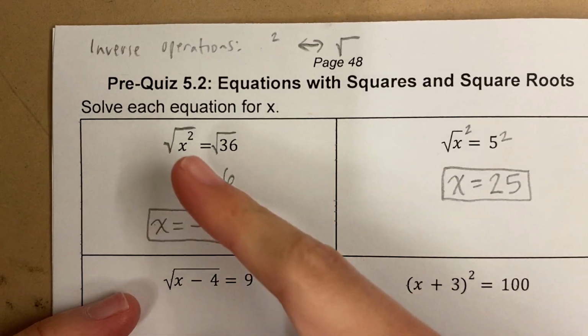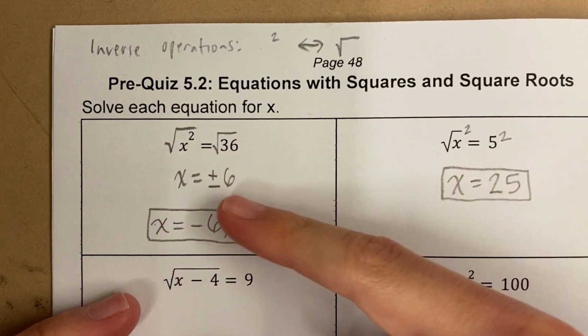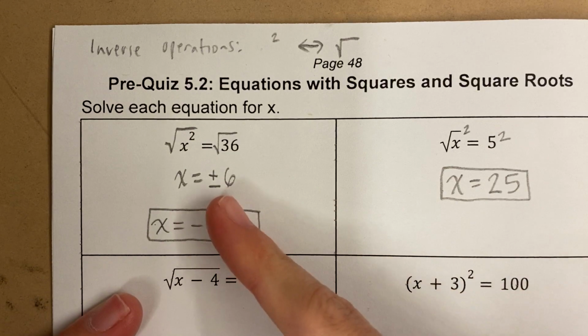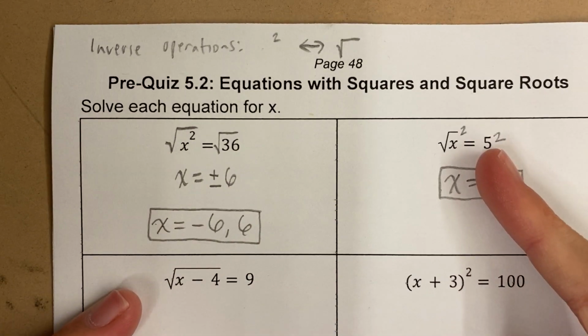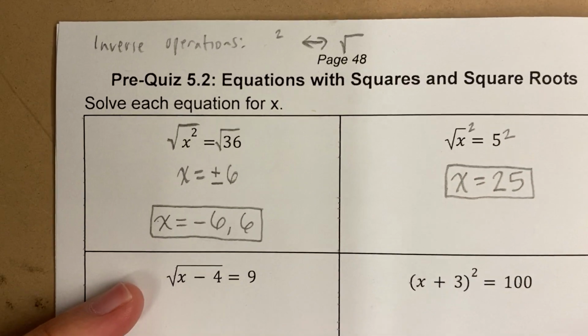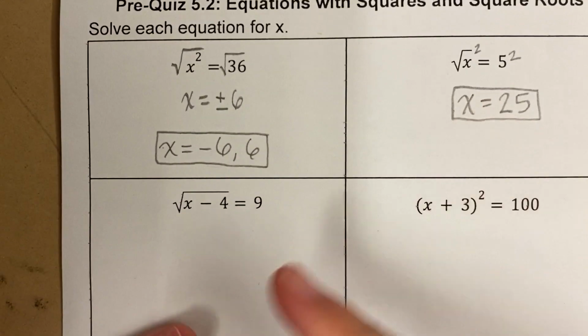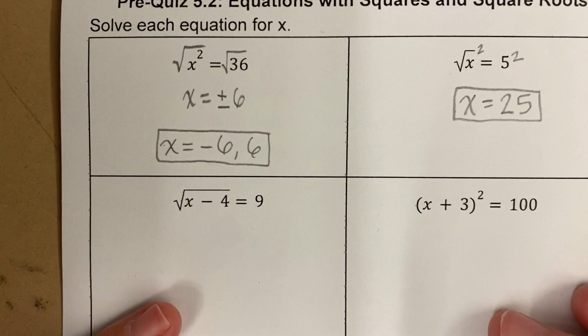I also want to point out here, when I square root a number, I get 2 answers, right? Because it could be a 6 or a negative 6. When I square a number, this just means 5 times 5. That's 25. There's only one answer. Okay, and those observations will carry all the way through even as the problems get longer.